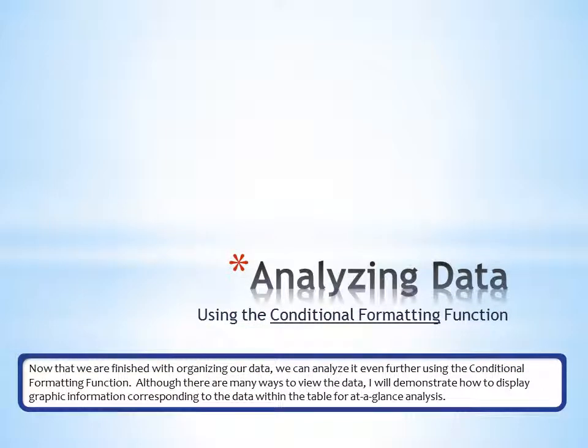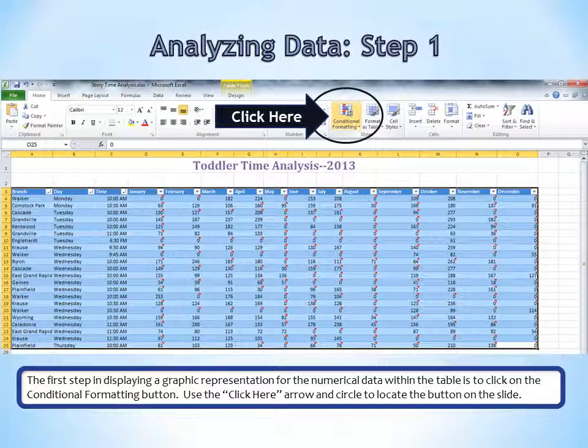Now that we are finished with organizing our data, we can analyze it even further using the conditional formatting function. Although there are many ways to view the data, I will demonstrate how to display graphic information corresponding to the data within the table for at-a-glance analysis. The first step in displaying a graphic representation for the numerical data within the table is to click on the Conditional Formatting button. Use the Click Here arrow and circle to locate the button on the slide.